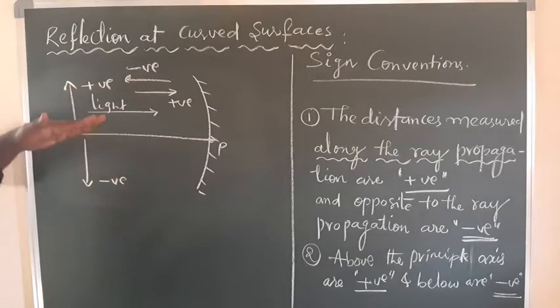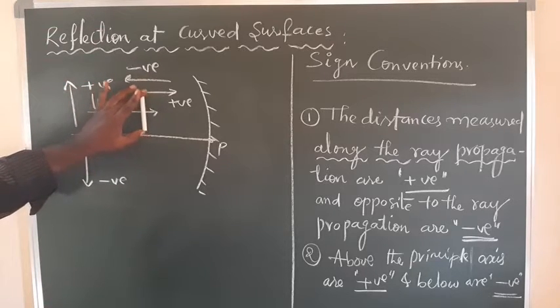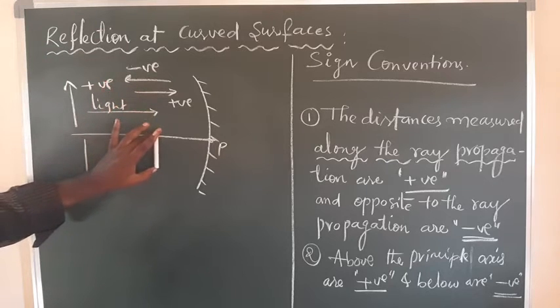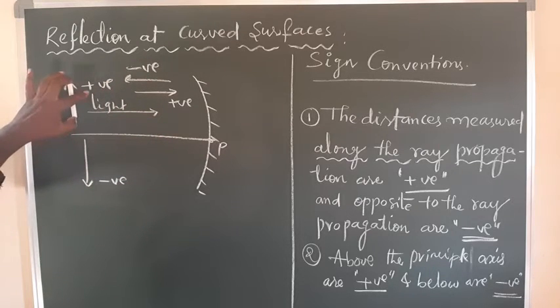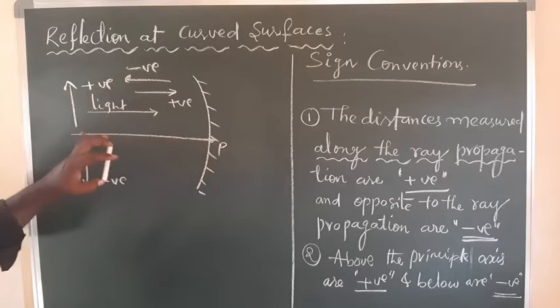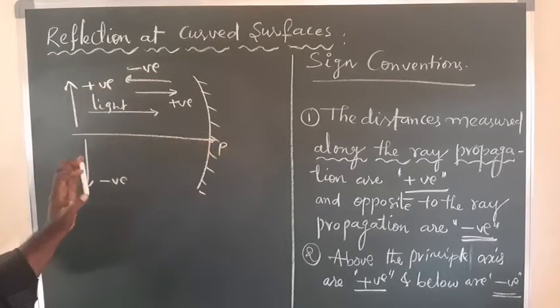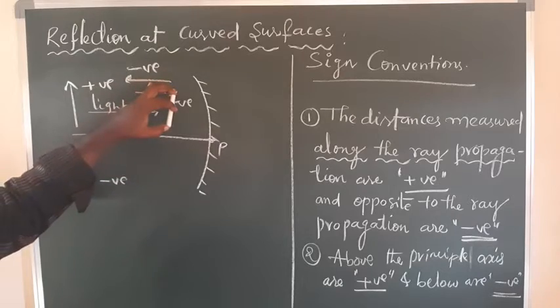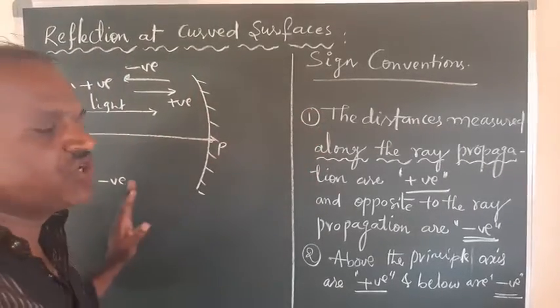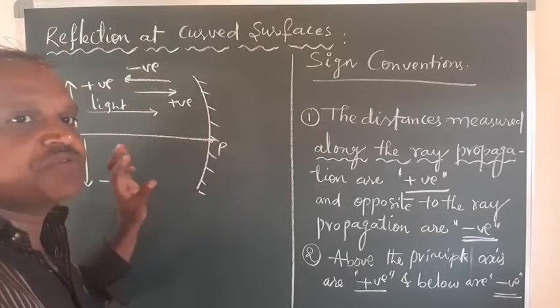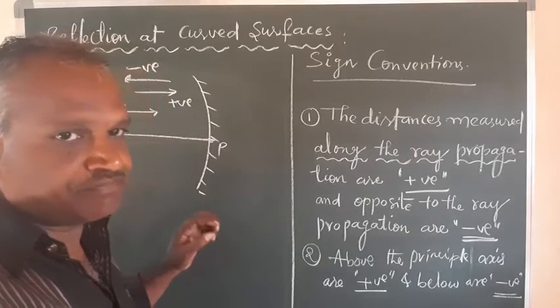If distances are measured above this principal axis, that is object height like this, or if an image forms above this, you take it as positive itself. But sometimes you will get images below this, inverted images. In those cases, this measurement will be negative. Above this one, if heights are there, they are positive. And the distances measured from this pole to the right side or left side, along the light ray or opposite direction of the light ray, should be taken as positive or negative, right? So these are the sign conventions you have to remember. It is very important for the calculation part, right?